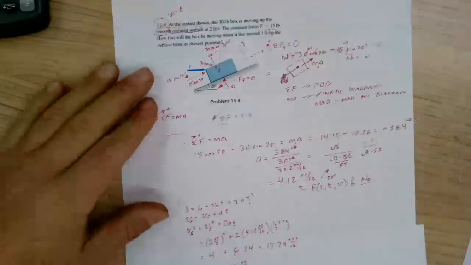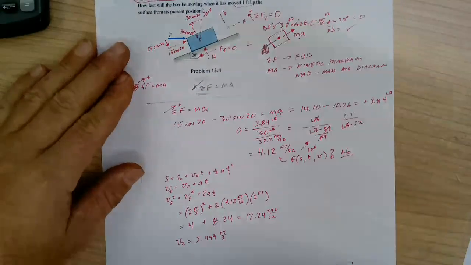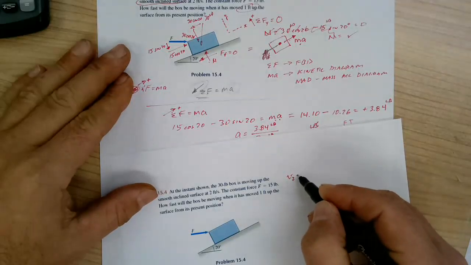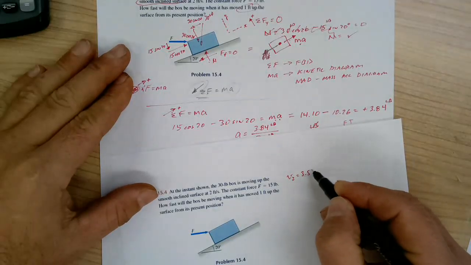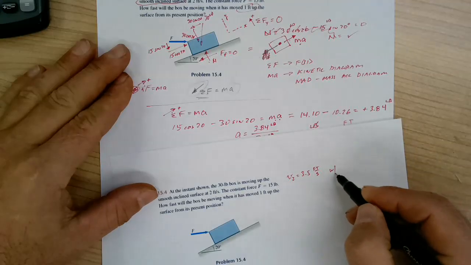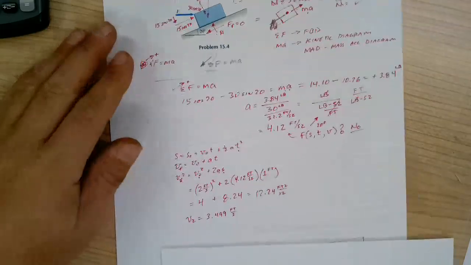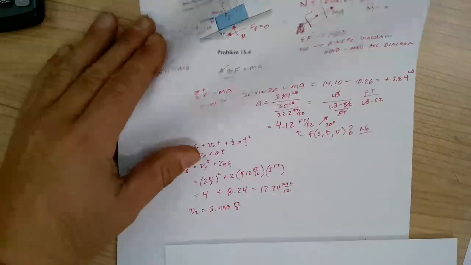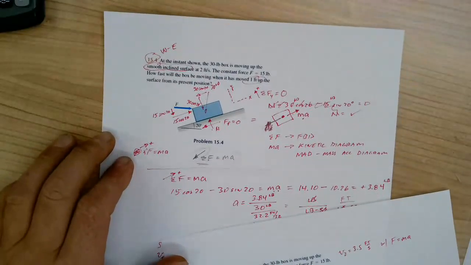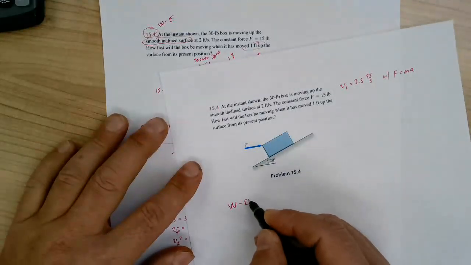All right, this is sort of part two. We solved this problem. We got V2 equals 3.5 feet per second with F equals MA, and it took about that much work. Now we're going to try and do the problem with work and energy.